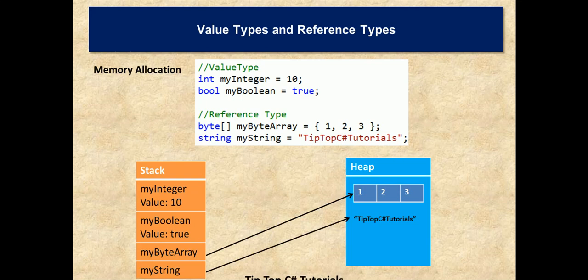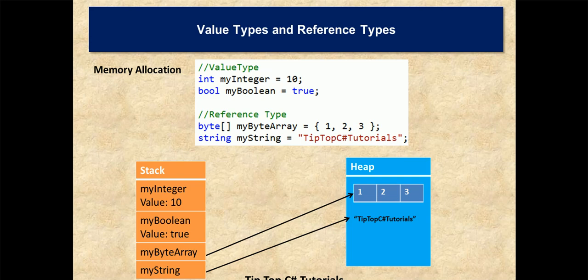So let's take a step below and understand in depth how the memory allocation for value types and reference types takes place behind the scenes. For example, value types, so there is an integer, there is a boolean. How does it get allocated on the stack? As shown here, in the stack we have my integer and the value is 10. Let's say you are changing the value, the value in the stack itself will be changed. And even for the boolean, the value is true here because we assigned true.